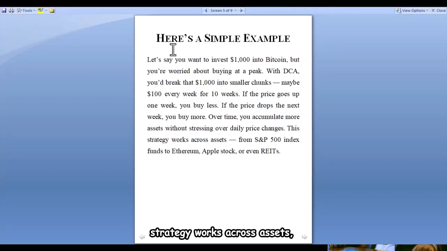So this strategy works across assets. From S&P 500 index fund to Ethereum, Apple stocks, or even REITs. So that's how it works, guys. So now let's go to the next page.